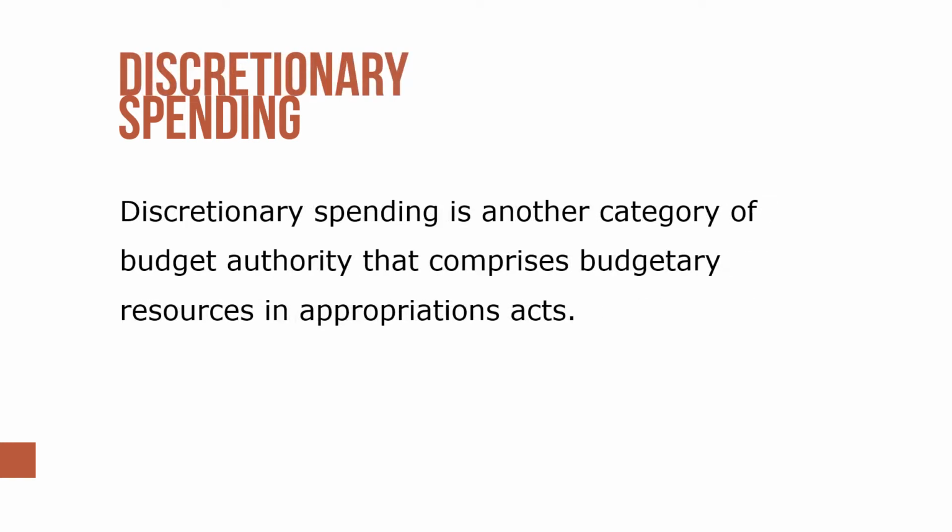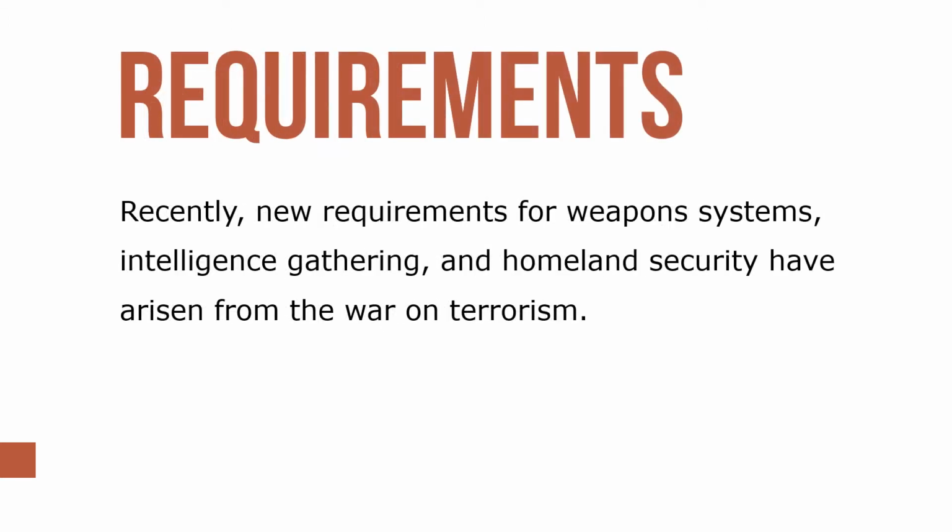Discretionary spending is another category of budget authority that comprises budgetary resources in appropriations acts. Recently, new requirements for weapons systems, intelligence gathering, and homeland security have arisen from the war on terrorism. These have combined with entitlements to drive up overall government spending and potentially eliminate discretionary spending altogether.